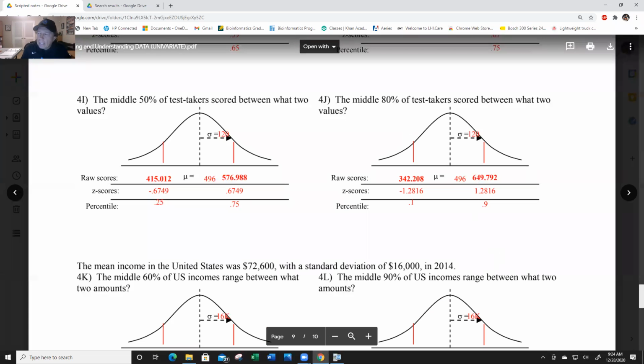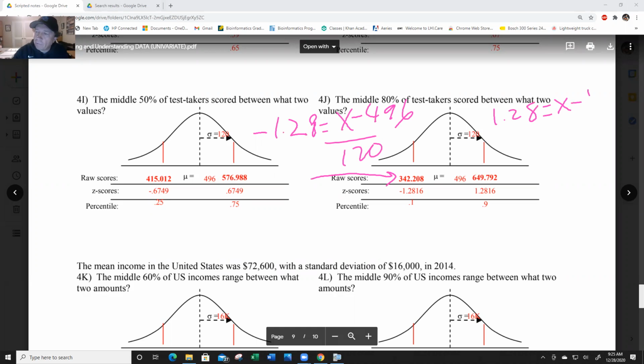Once you get that, you're now going to set up your mini problems. So it's going to be negative 1.28 equals x minus 496 over 120, and then I'm going to solve it and get approximately that number. And then I'm going to do 1.28 equals x minus 496 over 120, and I'm going to get approximately that number.